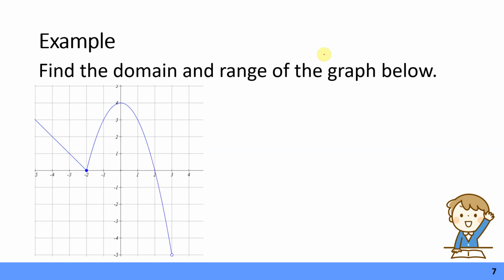All right, now let's go ahead and make this a little more interesting. Here we have somewhere in the graph, there's a closed circle, there's an open circle, and there's even a line that keeps on going forever. So let's see if we could figure this out.